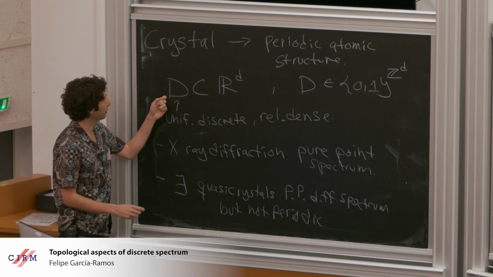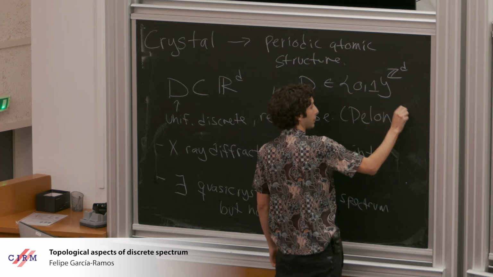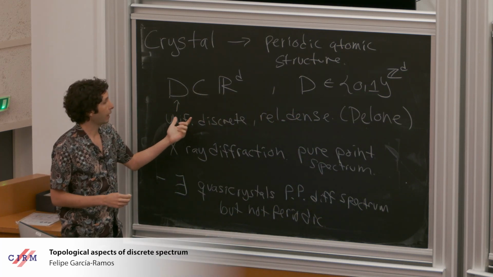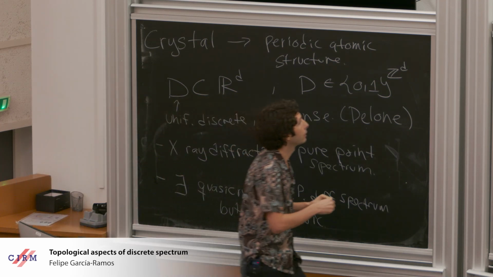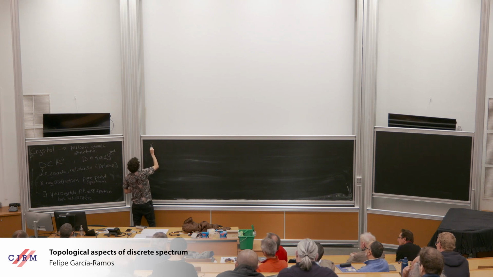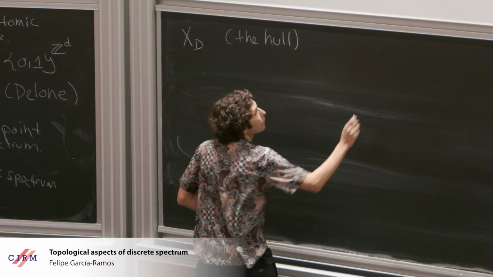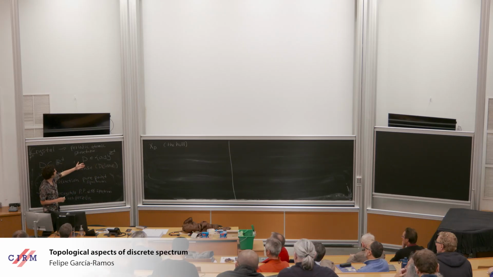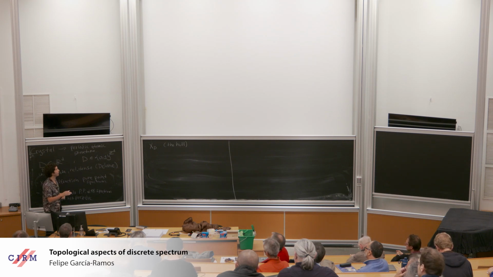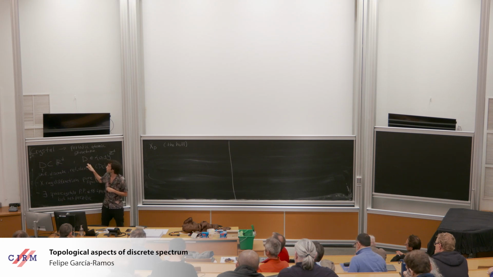These are Delaunay sets, which is the mathematical name. Given a Delaunay set, you can construct a dynamical system, X_D. You can think of this in two ways. You take a point set, take all its shifts, and then take the closure. Another, less dynamical, way to interpret it is the space of point sets that have the same language as D.